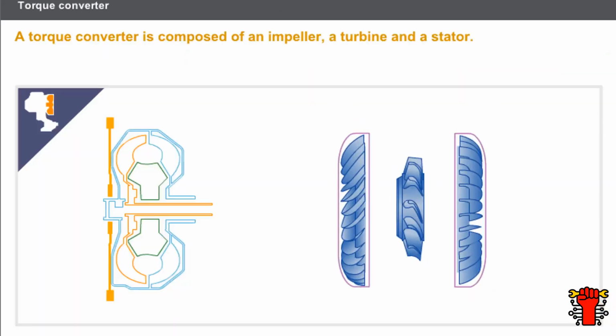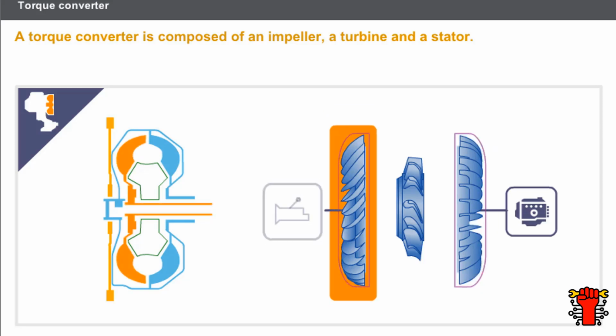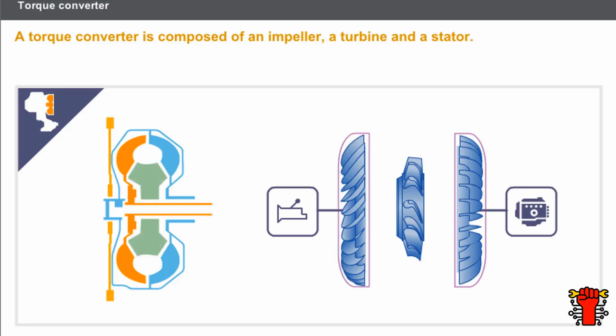The rotation of the engine is transmitted to the input shaft of the automatic transmission via the torque converter by means of a hydraulic coupling. Now let us look in detail at the torque converter's internal operation. The torque converter is composed of the following components. Impeller, connected to the engine by the drive plate. Turbine, connected to the gear mechanism via the turbine shaft. And a stator, located between the impeller and the turbine.